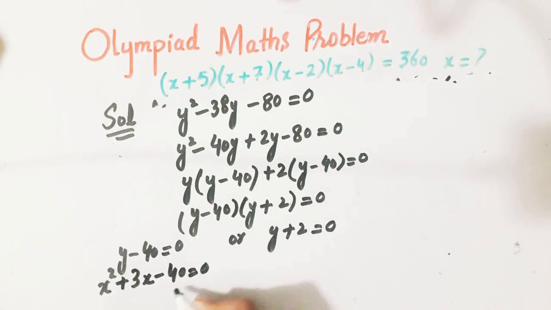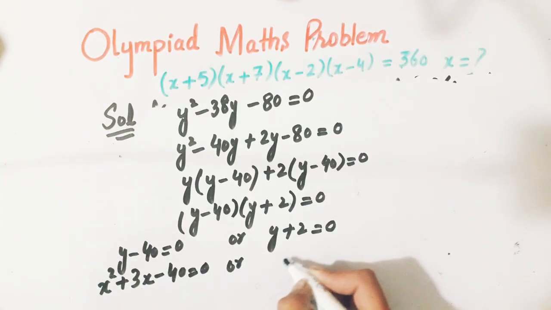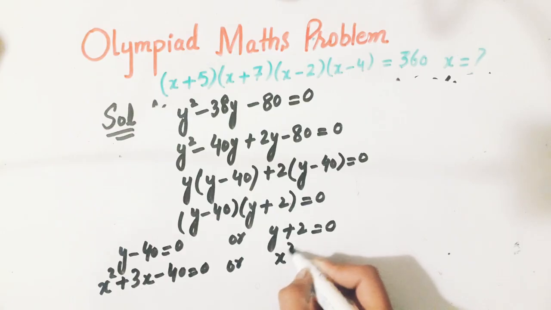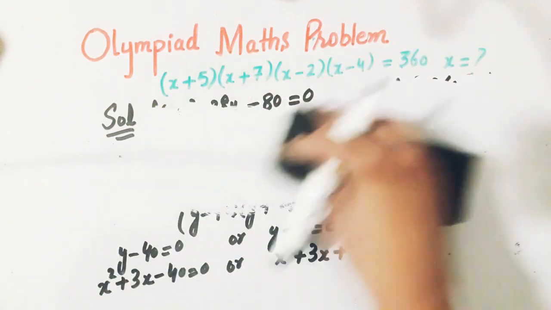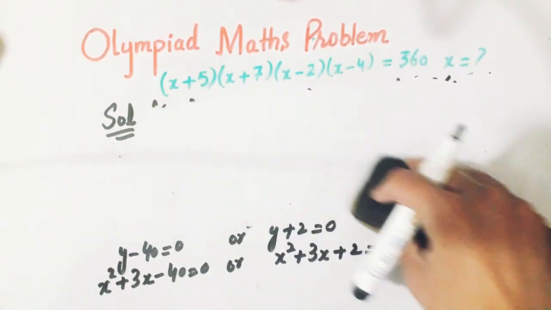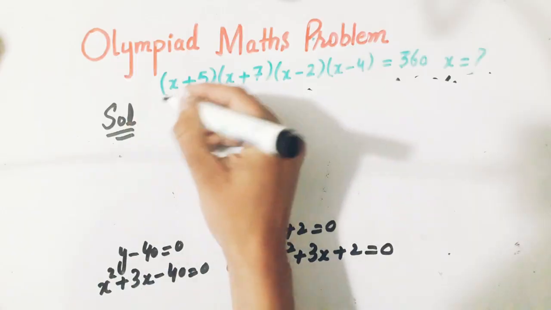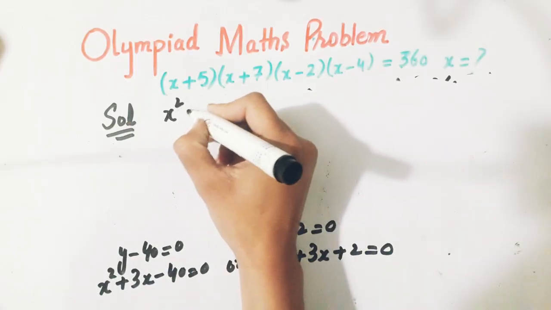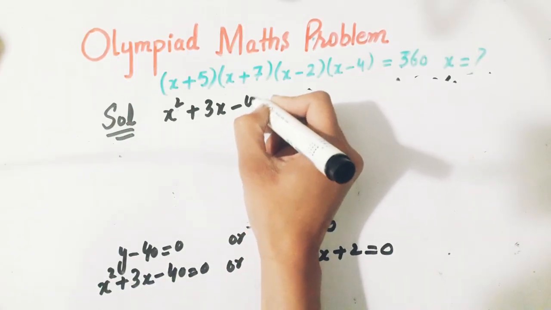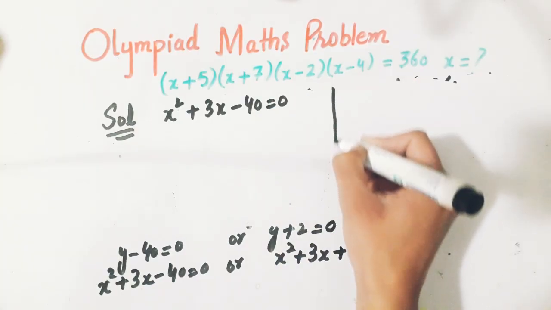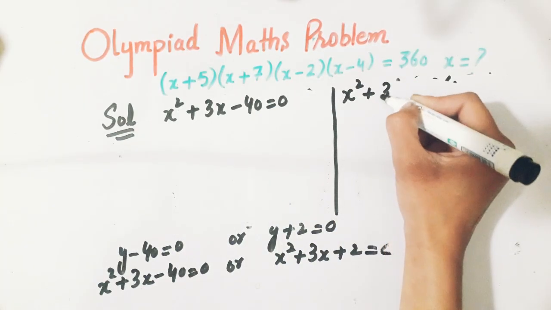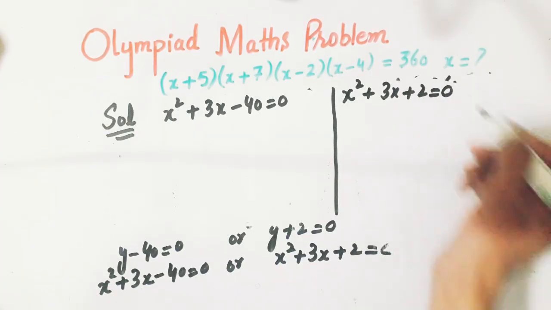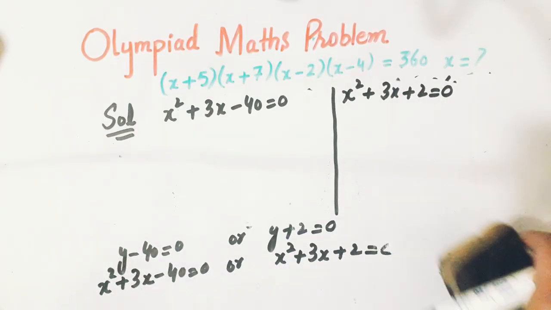Now we will make the factors of this, or x square plus 3x plus 2 equals 0. Now we will solve this further in two parts. x square plus 3x minus 40 equals 0, or the other one is x square plus 3x plus 2 equals 0.